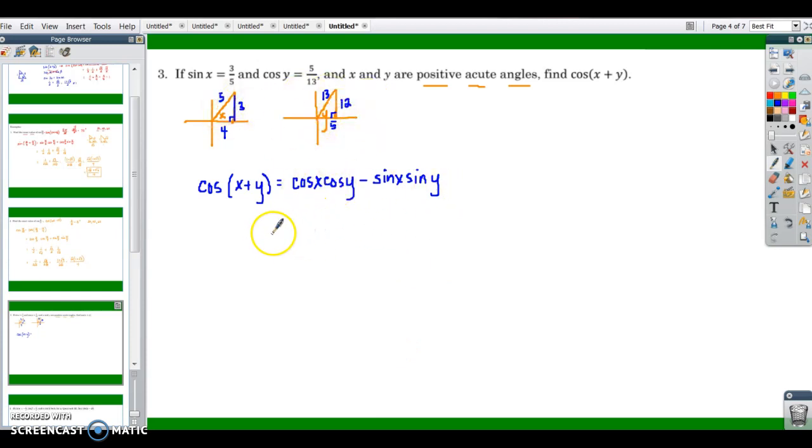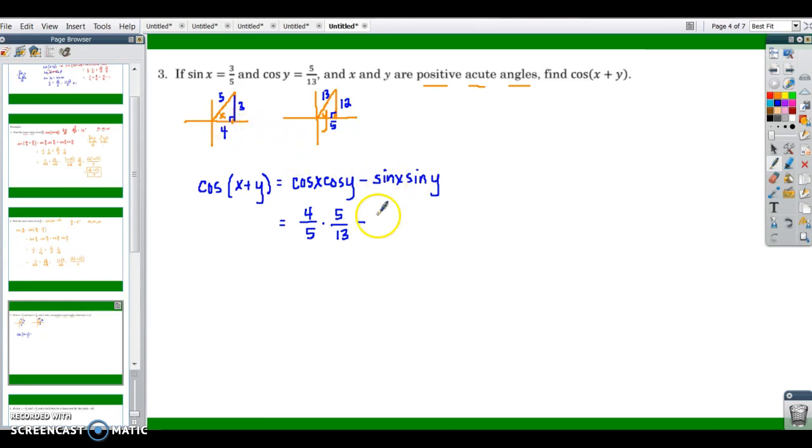Notice at no point in this problem am I actually finding the measure of angle x or the measure of angle y. They didn't ask me to find any angles. So the only thing I'm looking for is the cosine of x plus y. So the cosine of x is 4/5. Cosine of y is 5/13.